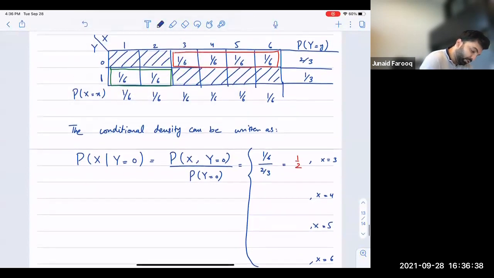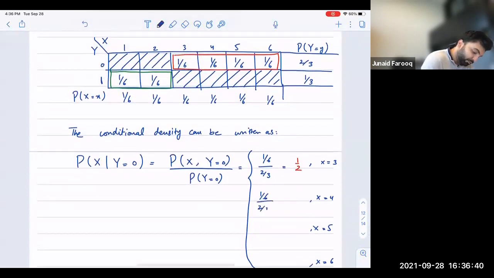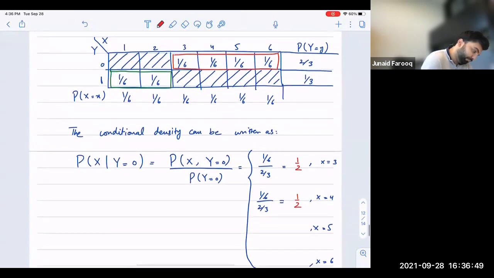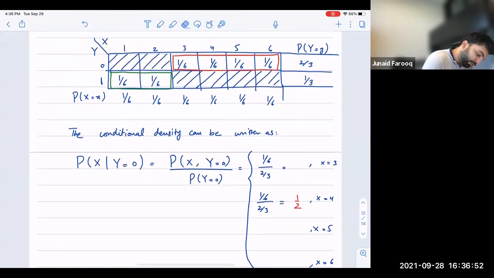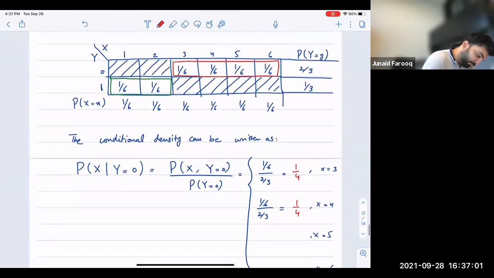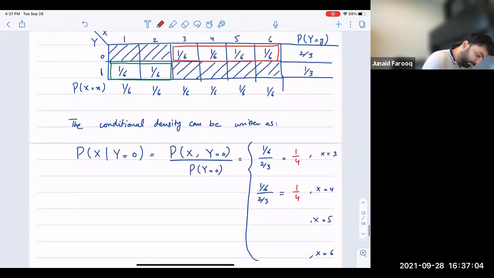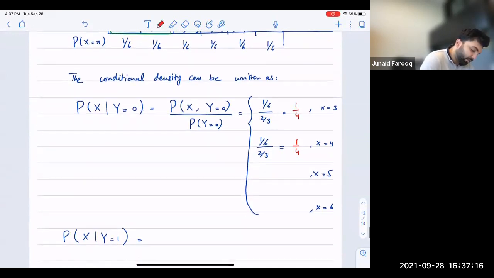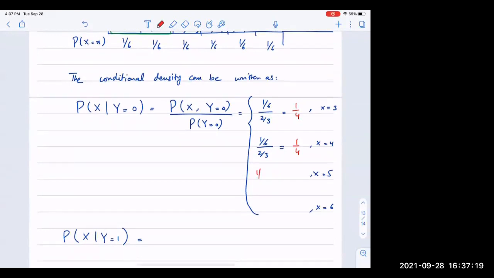Same thing if X equals 4. Oops, sorry, this is 1/4 here. Is this correct? Yes, that is correct. Flip it over, it becomes 3/2, and then the 3 and the 6 cancel out. So yeah, 1/4. Actually it's the same for all of them.